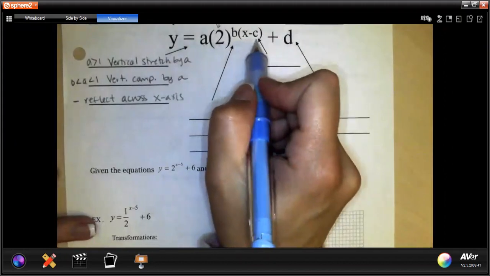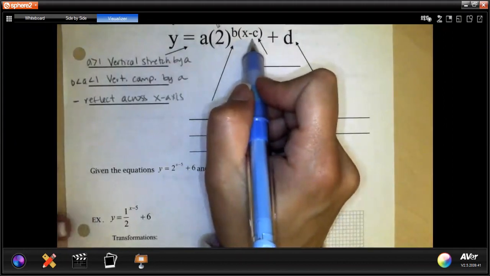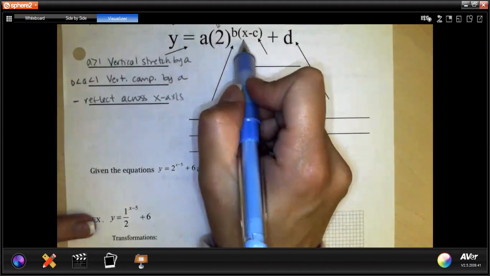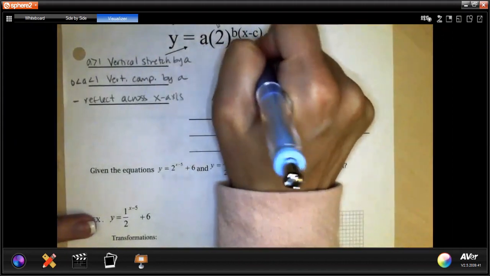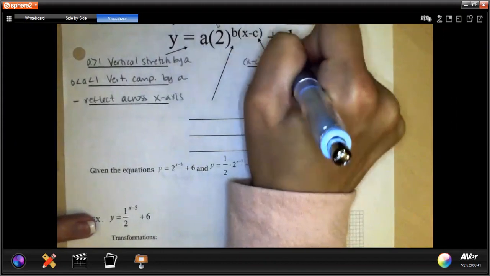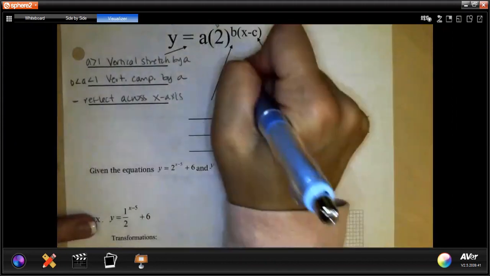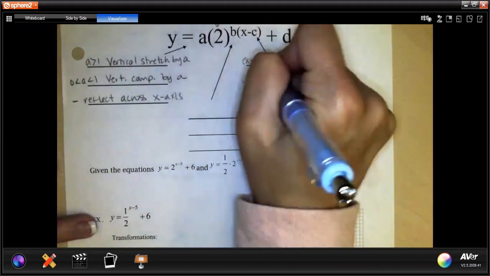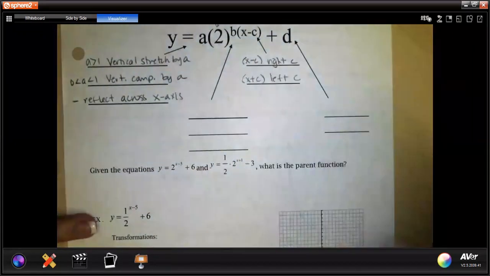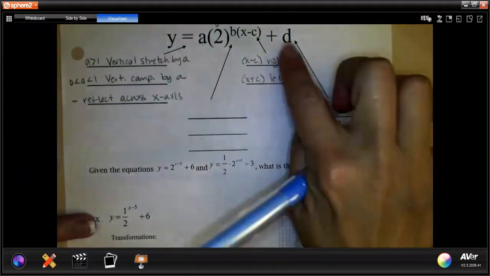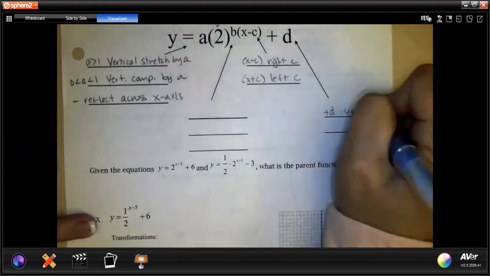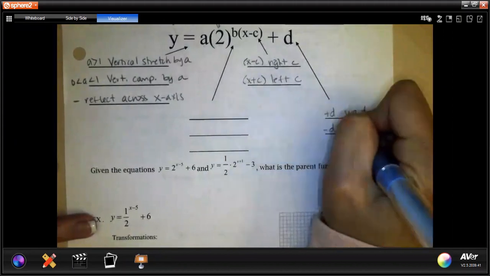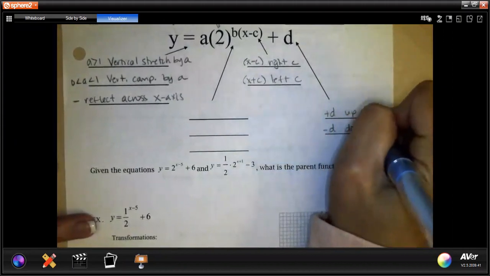We'll skip over to this part here because we'll do the A, the C, the D, which are the easier ones for students. So x minus C here, if it is x minus C, it goes to the right C units. If it is x plus C, it goes to the left C units. And then our D, if it's positive, it is going to go up. And if it is minus D, it is going to go down.